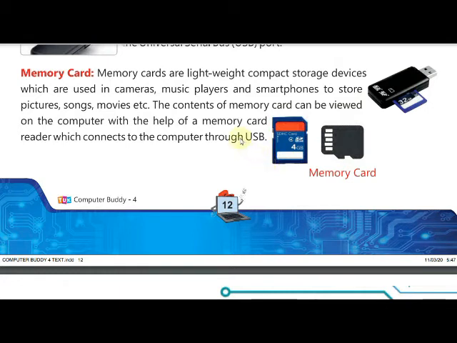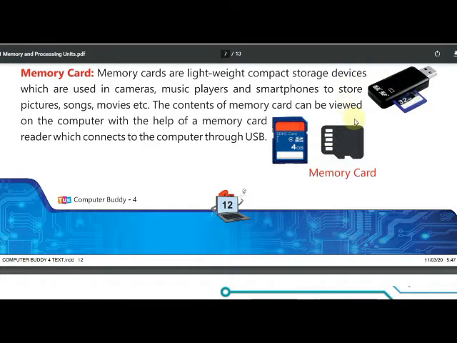It is much lighter than a USB pen drive. Okay, and we use memory cards for mobiles or for cameras to store snaps or videos. And if you want to read or write data in a memory card, like you want to store images or songs or videos, maybe of your mobile phone or of your camera, then using a memory card reader you can read or write data.